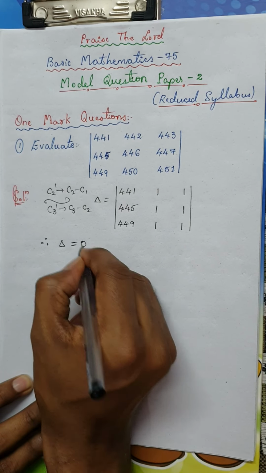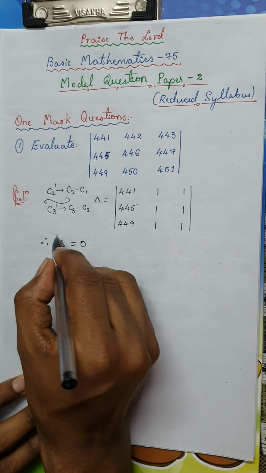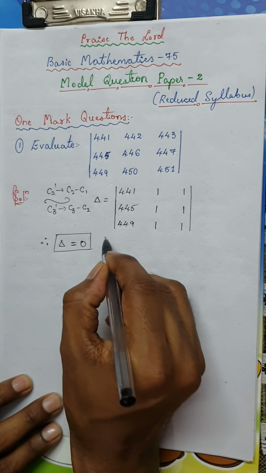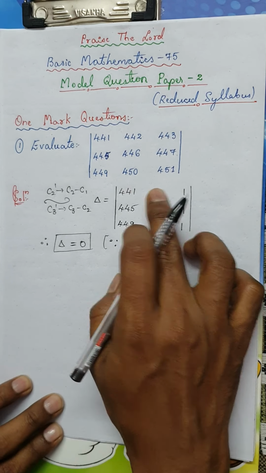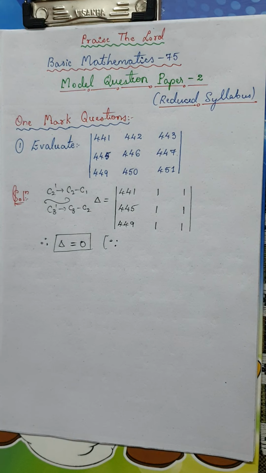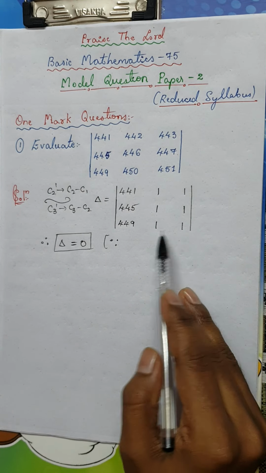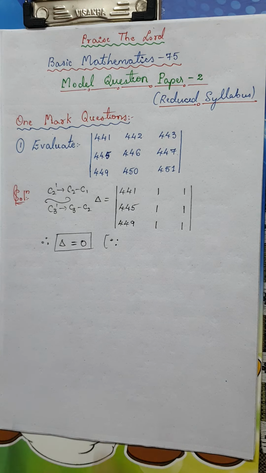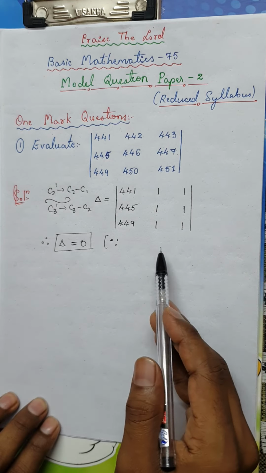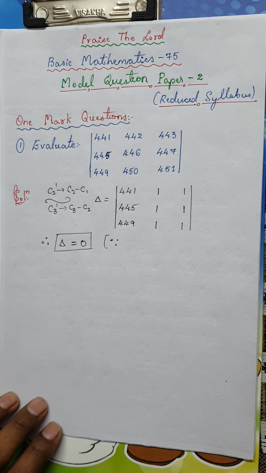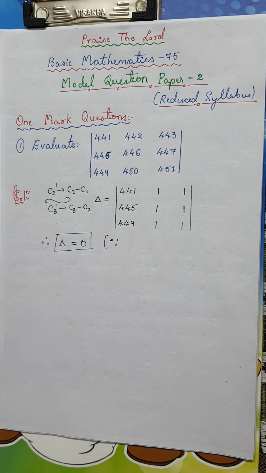Why did I write 0 without any calculation? I'm going to write the reason. The reason is that C2 and C3 are identical. You have the property for determinants: if 2 rows or 2 columns are identical, then the determinant value is 0. Now look here, without even expanding the determinant, you got the answer, by using the properties.